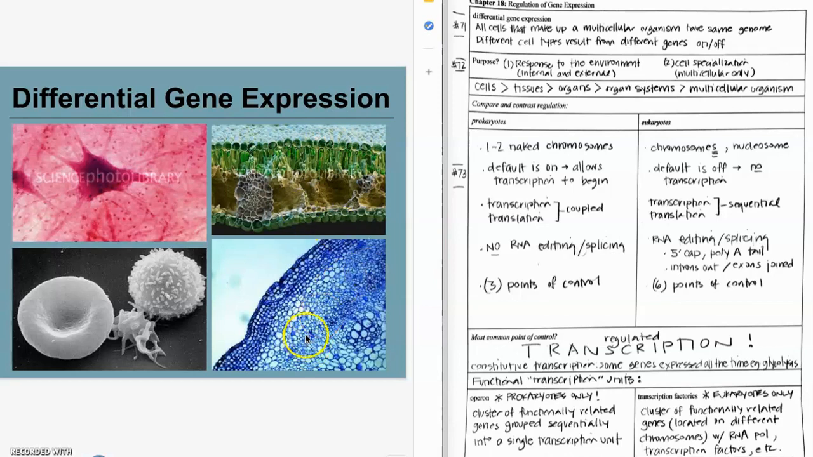And then here we have a cross-section of a stem, and you can see the different types of cells here too. So it's not just in animals that you see this, but it's also in plants. You see differential gene expression in multicellular organisms, which brings us to thinking about the purpose of control.